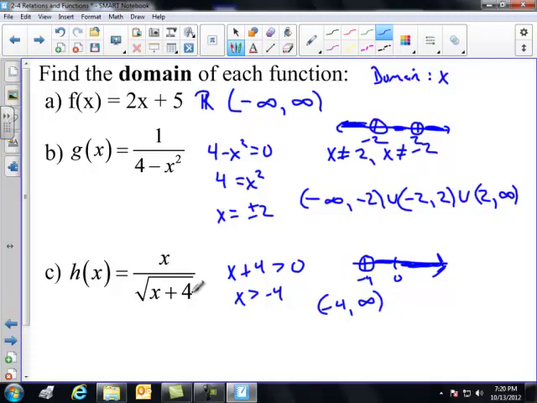And just to give you an example here, if x was something over here, like negative 5, you would have negative 5 plus 4, which is negative 1. You cannot take the square root of negative 1. If x is negative 4, negative 4 plus 4 is 0. Well, you can take the square root of 0, that's 0. However, that would give us a 0 in the denominator. We cannot do that, that's not a good thing. Alright, so this would be our domain here.